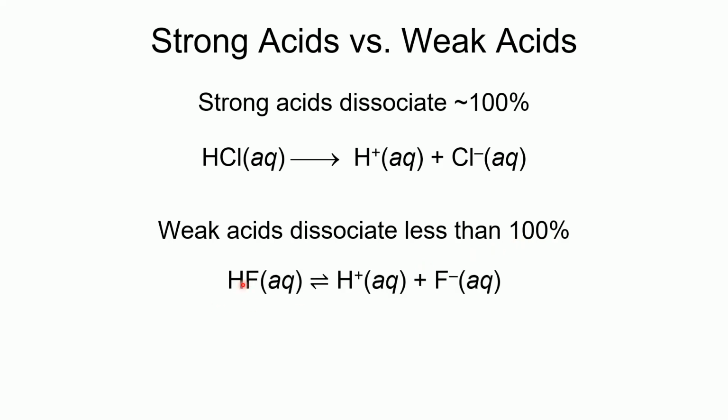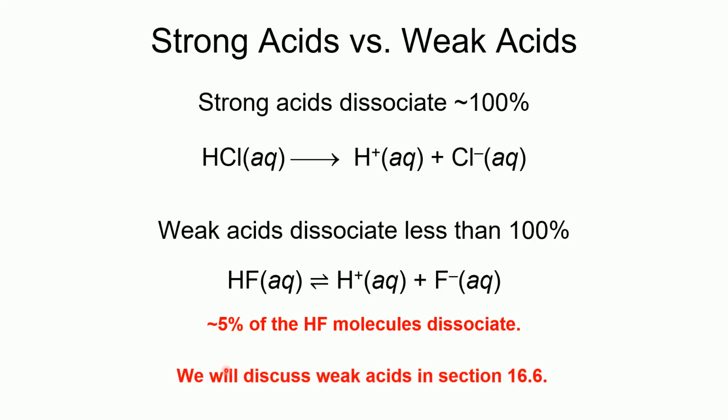An example of this would be hydrofluoric acid. When we put hydrofluoric acid into water, we'll get the hydrogen ion and the fluoride ion, but you notice that we use an equilibrium arrow instead of just the regular arrow. A typical solution for HF is going to dissociate about 5%. This will be a concentration dependent number, so it could change depending on concentration. We're going to talk about weak acids in a lot more detail in a later section, section 16.6 in this lecture.